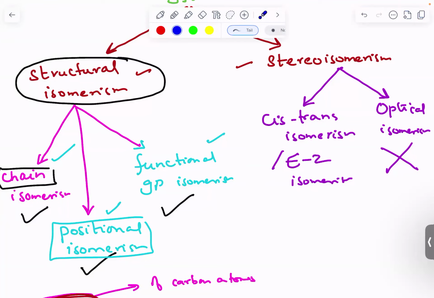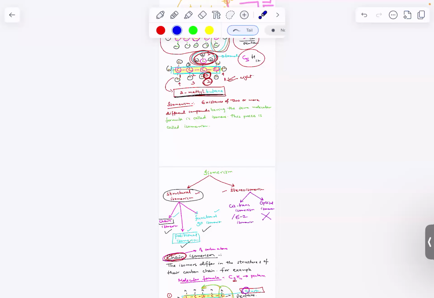As far as position isomerism is concerned, it can't be done in case of alkane, because the functional group is simply the single bond. So you can't change the position of the single bonds. Had it been a double bond or triple bond, you could change the position, but you can't do it in a single bond. However, the only type of isomerism which would be there in alkane is chain isomerism. So we'll discuss that. Is it clear?